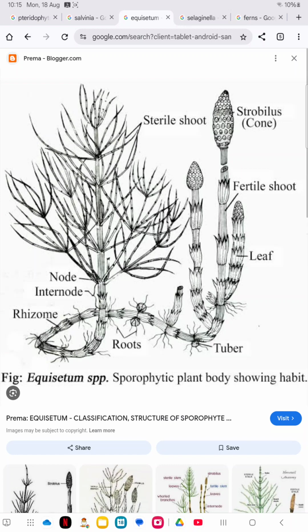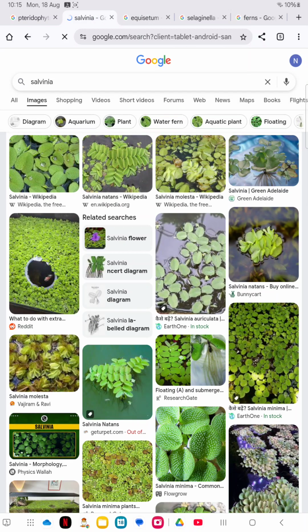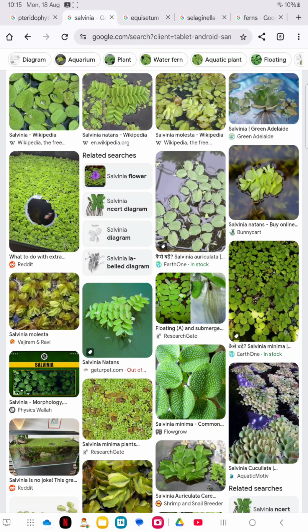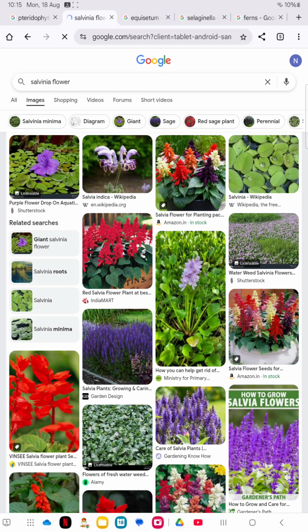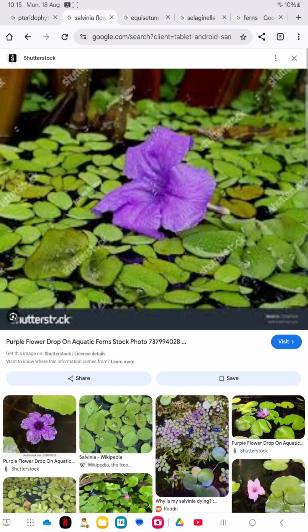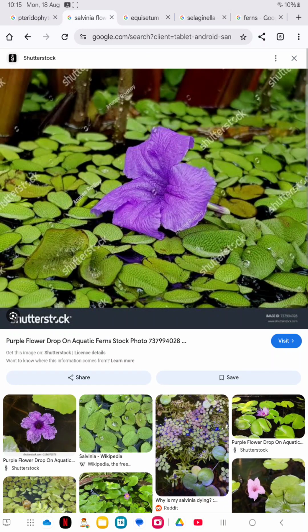And coming to Salvinia, it can be grown in water. It is aquatic in nature. It contains roots, stem and leaves. It is used for environmental purposes.